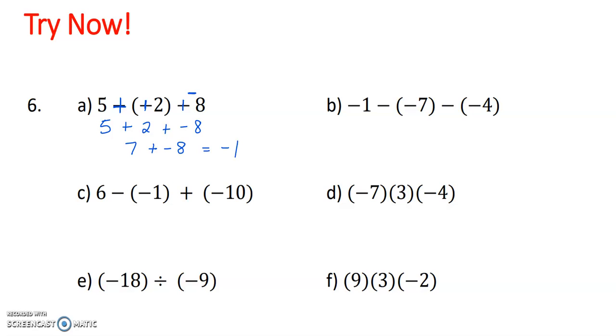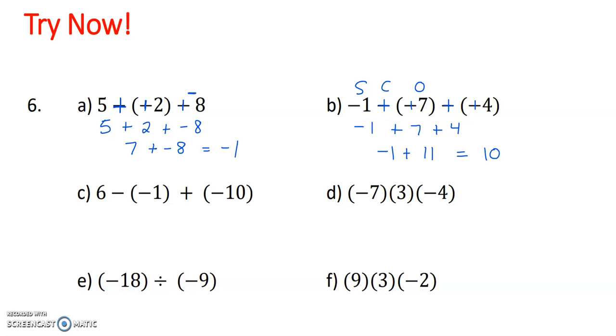For 6b, we are going to do the same. We're going to get rid of our subtractions and change the next sign to its opposite. So the -1 stays the same. We're going to change the minus to a plus sign, and the -7 becomes its opposite, +7. That +7 now stays the way it is. The minus becomes a plus, and the -4 becomes a +4. So now we have -1 plus 7 plus 4. We'll put our positives together. 7 plus 4 is 11. Plus -1. We definitely have more positives.